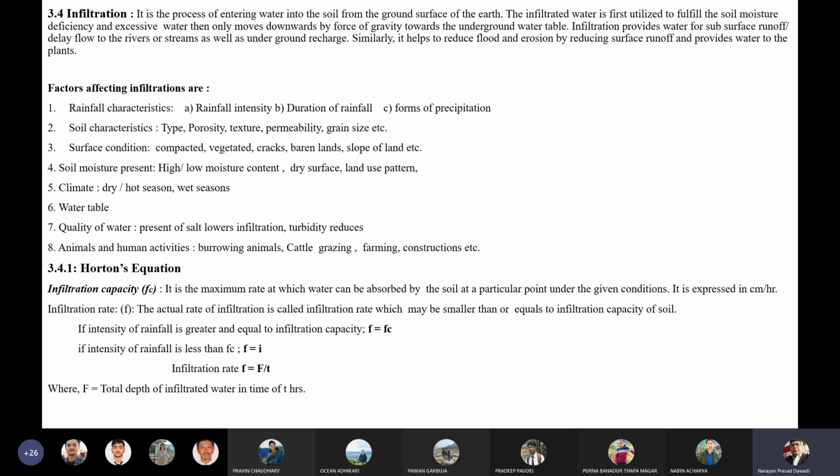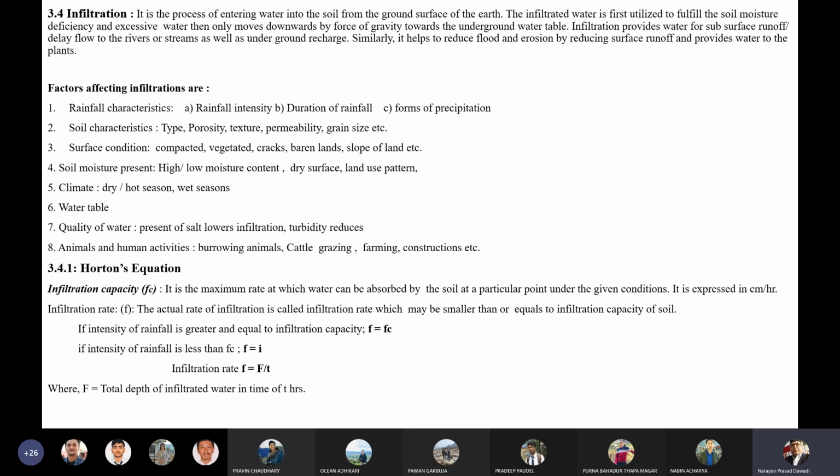Now, soil moisture present. If there is already moisture content present in the soil, that may be high or low moisture content. If there is high moisture content in the soil, then the rate of infiltration will be reduced. For the low moisture content soil, for the dry soil, the rate of infiltration will be high.